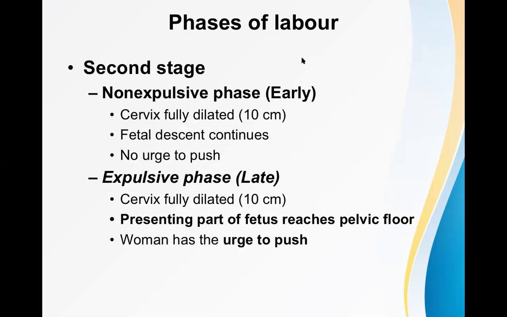In the second stage of the labor, again, there are two phases. The non-expulsive phase, which is known as the early phase of the second stage, and the expulsive phase or late phase of the second stage of labor. In the non-expulsive phase, the cervix is fully dilated, that is 10 centimeters. Fetal descent has already started and will continue, and there is no urge to push. The lady doesn't push during this non-expulsive phase.